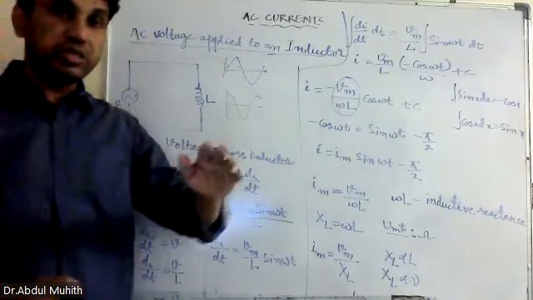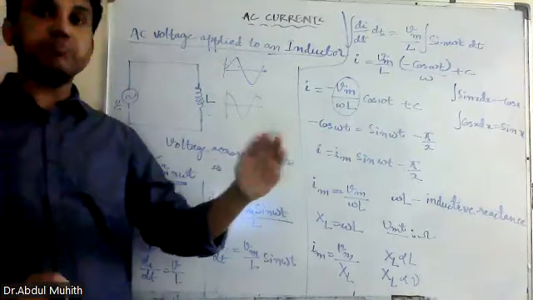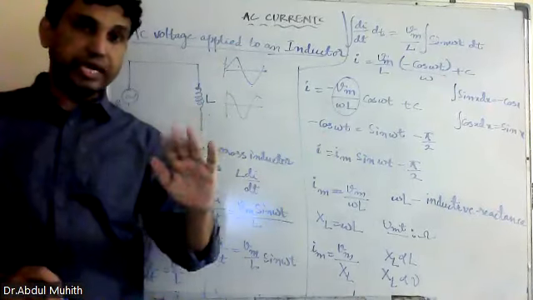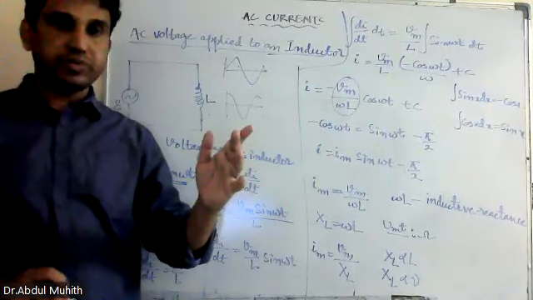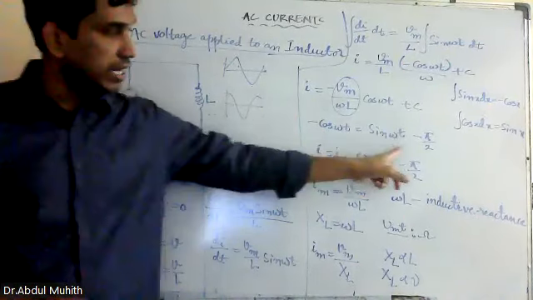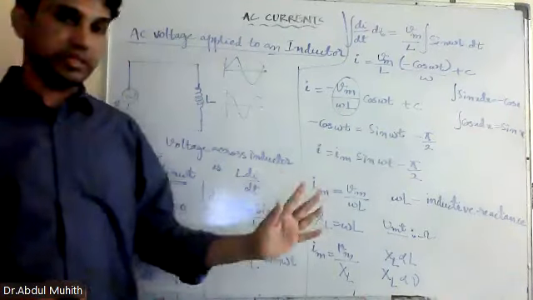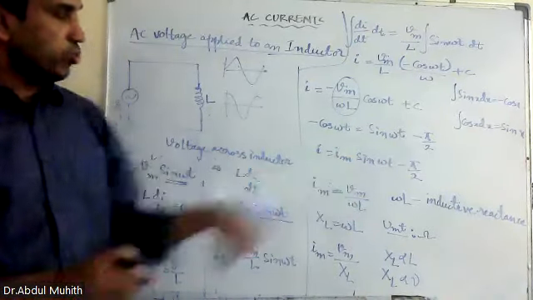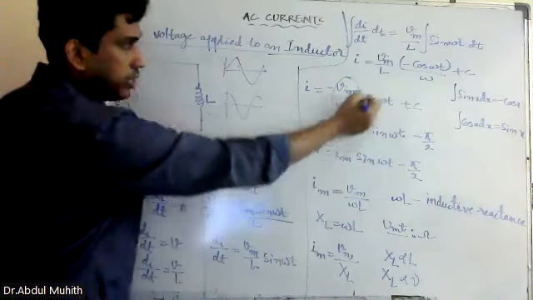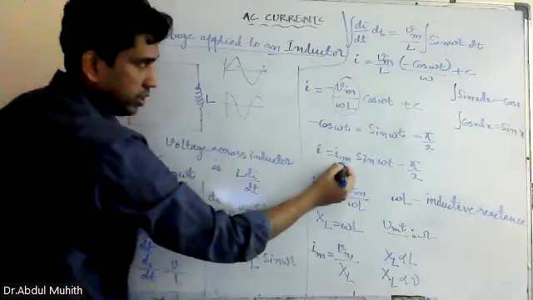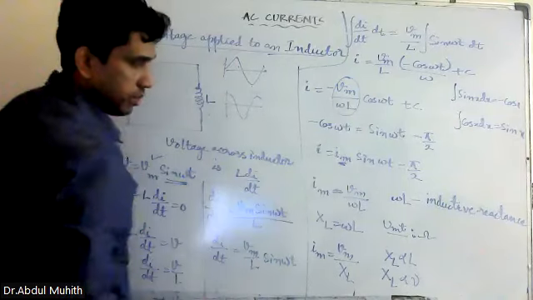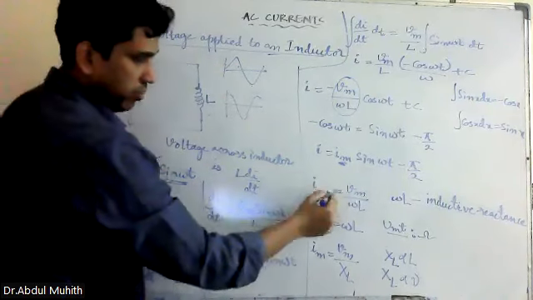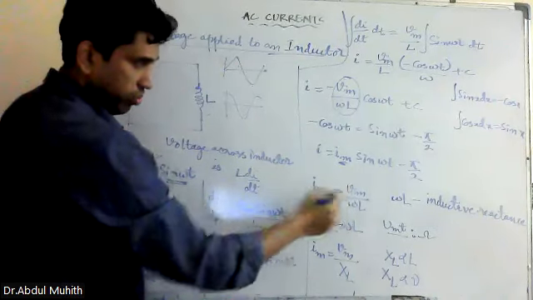How do you convert? Sin 90 minus theta will become cos theta. Understood? Is that clear? We did it like that, then we substituted in the place of cos. So what is this whole thing? Vm by omega L is Im. So Im is equal to Vm by omega L.